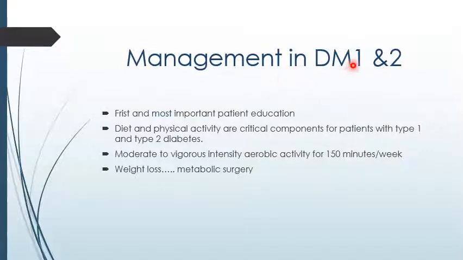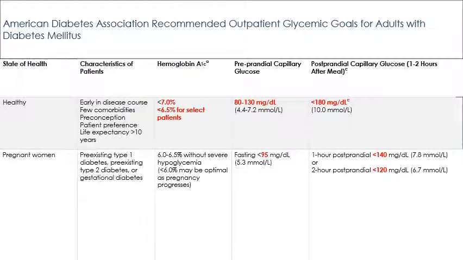Management in diabetes 1 and 2. First, education of the patient. This is the most common wrong behavior we do. We don't educate the patient. Patient doesn't know about the diabetes itself and what is the lifestyle, what's the comorbidity, what is the complication, how he takes the medication, how he follows up, and diet and physical examination. If the patient is very obese, we can use metabolic surgery.